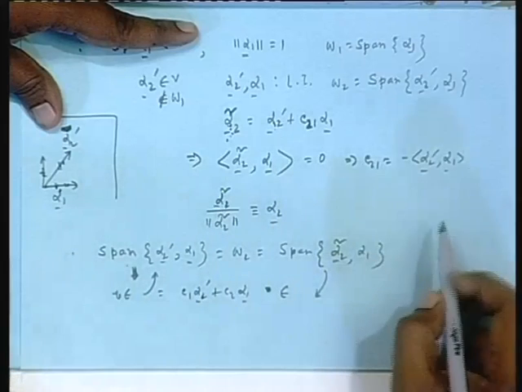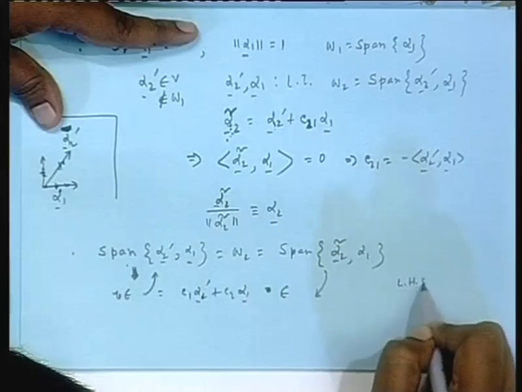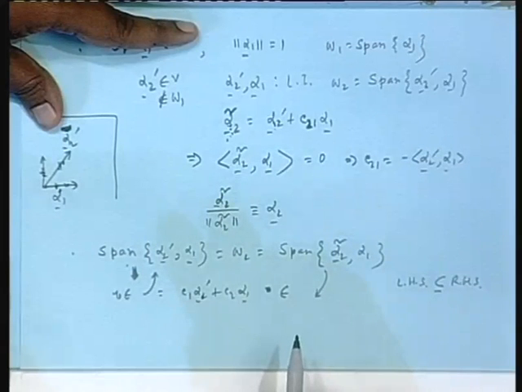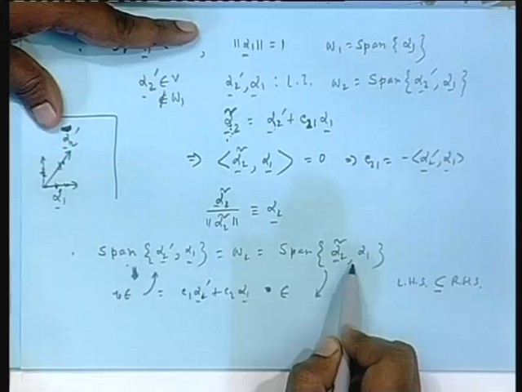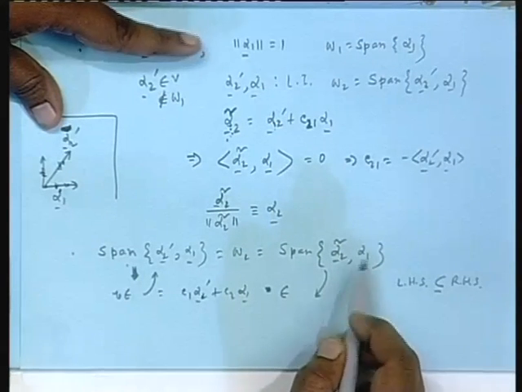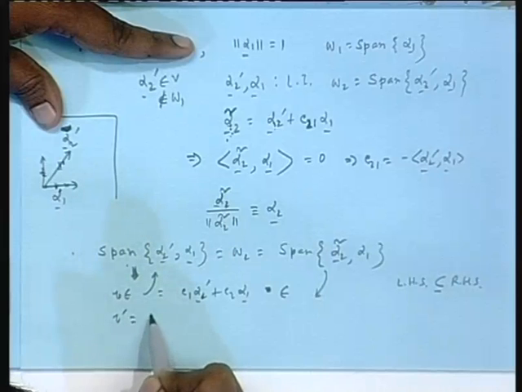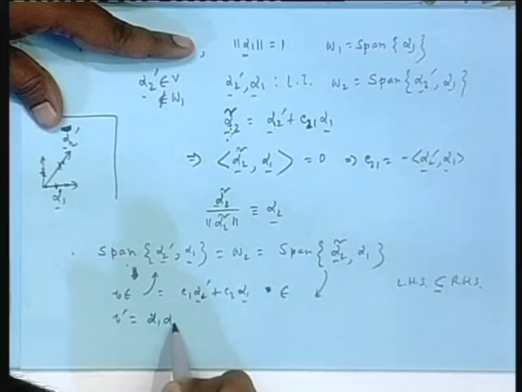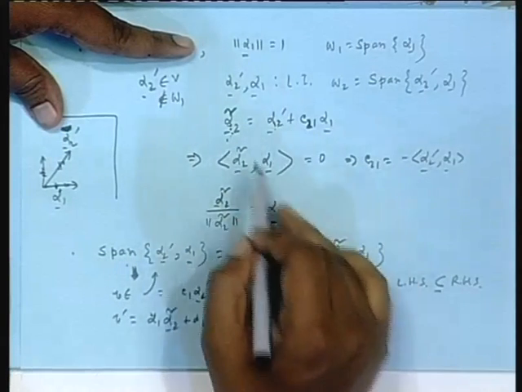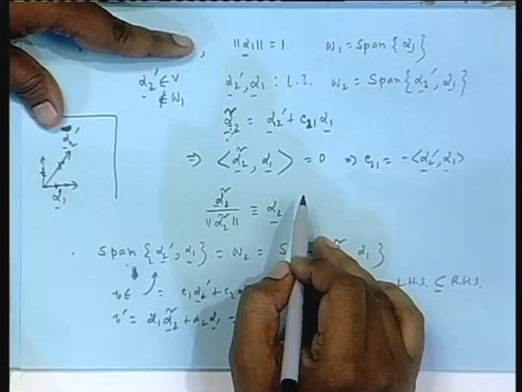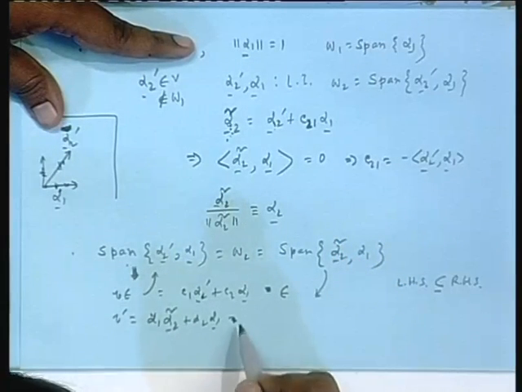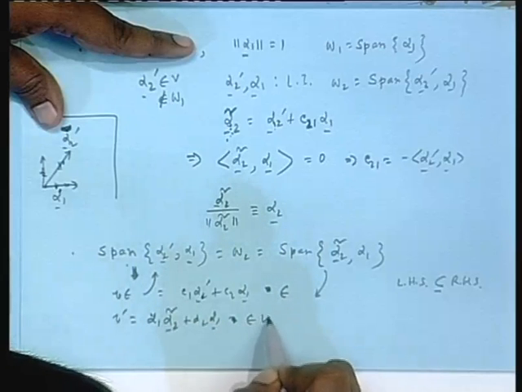That means, left hand side, that means LHS contained in RHS. On the other hand, take any vector from here, alpha, it will be a linear combination of the two. So, you take v prime as some d 1 times alpha 2 tilde plus d 2 times alpha 1, and alpha 2 tilde will be replaced by this. So, obviously, this is contained in this, contained in w 2.